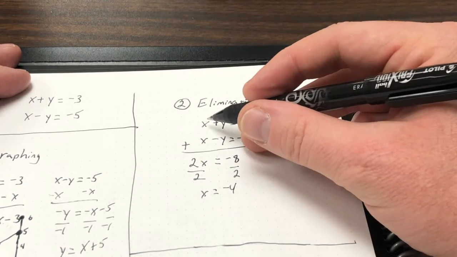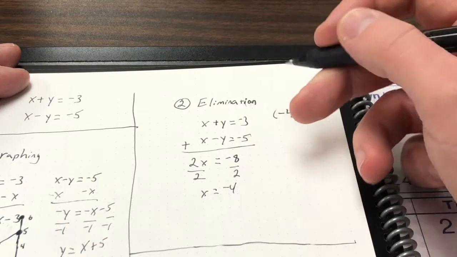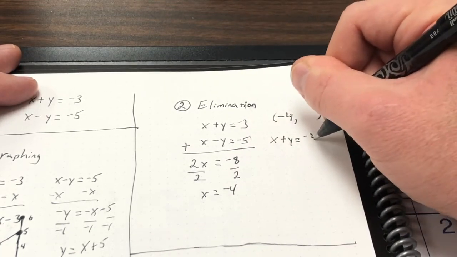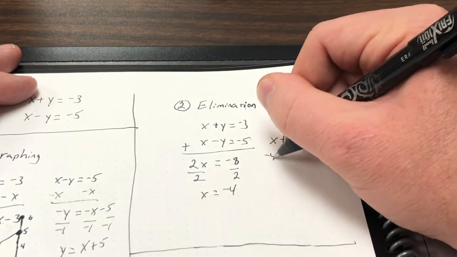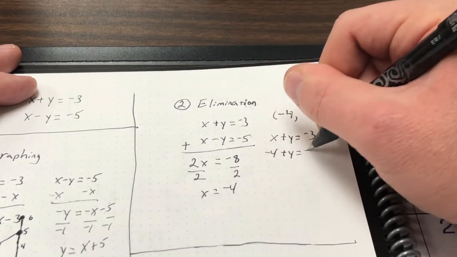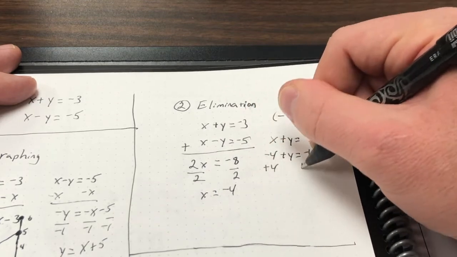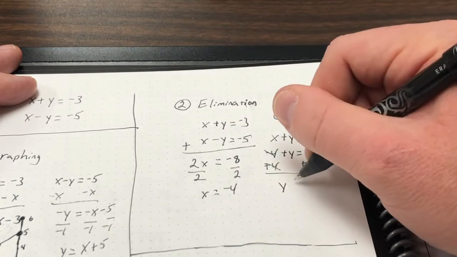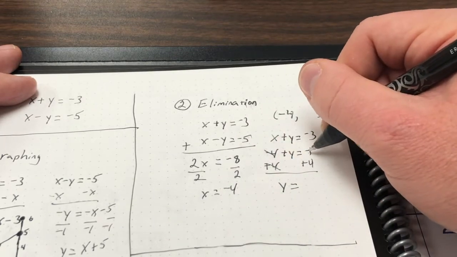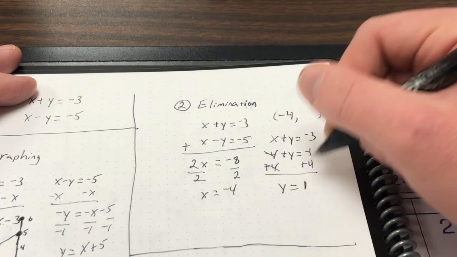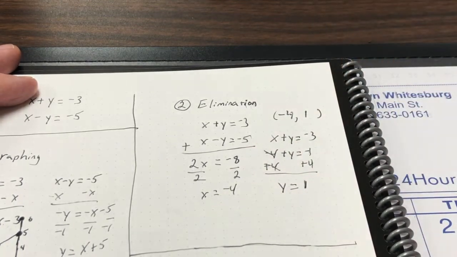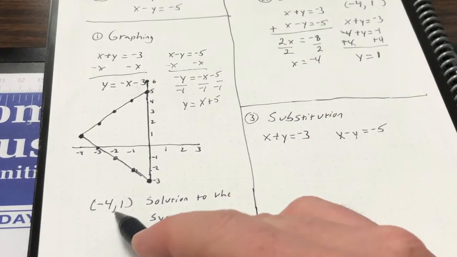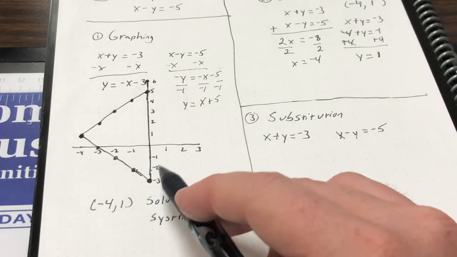Then to get my y, I can plug into any of these. It doesn't really matter. I'm going to pick the first one, x plus y equals negative 3. I'm going to put negative 4 in. I want to add 4 across. That eliminates, leaves y by itself. And negative 1 plus 4 is a positive 1. And you get the point negative 4, 1. So if you look back, that's the same solution that I got when I graphed.